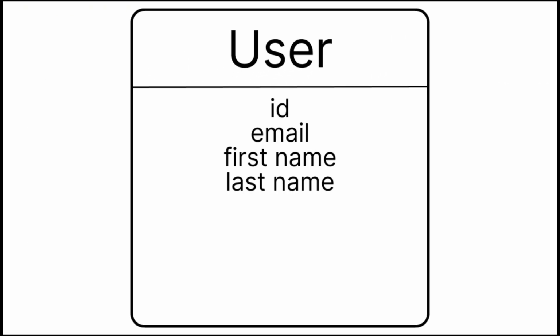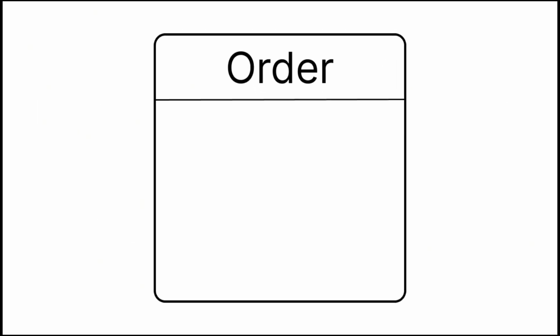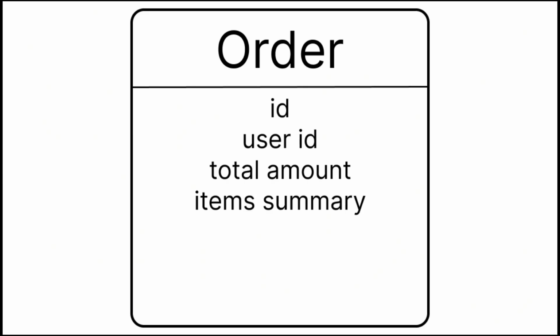The user table will hold the ID, email, first name, last name, phone number, address, hashed password, and is verified status of the user registered in our system. This table will be related to the order table because when an order comes in, we need to know which user placed it. In the order table, we have the order's ID, the user's ID, the order total amount, the item summary, meaning which products were bought, and the order status.